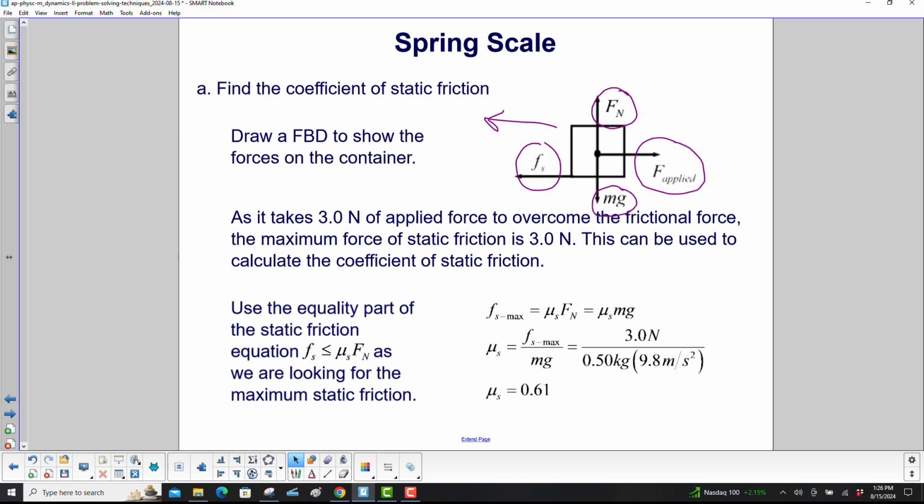So we'll use the equality part of the static friction equation. Static friction is less than or equal to μs times normal, as we're looking for the maximum static friction. So here we have it, here's our μs F normal. The normal force is just equal to mg because the container is not going up and down at all. So here's our force, here's our mass, here's g, and μs is 0.61.